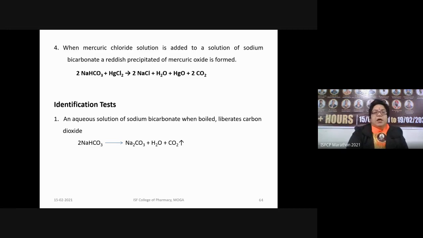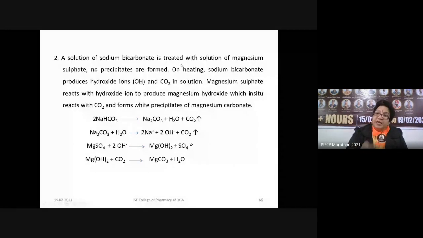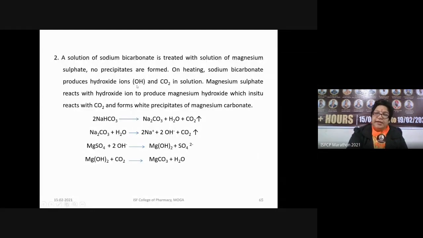A solution of sodium bicarbonate is treated with solution of magnesium sulfate, no precipitates are formed. On heating, sodium bicarbonate produces hydroxide ions, OH-, and carbon dioxide in solution. This magnesium sulfate reacts with hydroxide ion to produce magnesium hydroxide, which in situ reacts with carbon dioxide to form white precipitates of magnesium carbonate. This is the reaction. Sodium bicarbonate will react to give Na2CO3 plus water plus carbon dioxide. This upward arrow indicates the formation of gas.